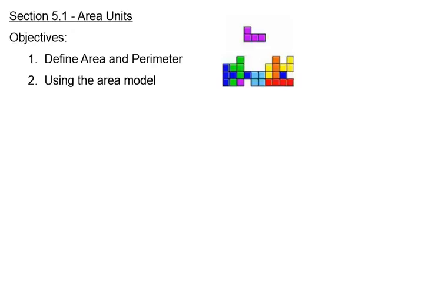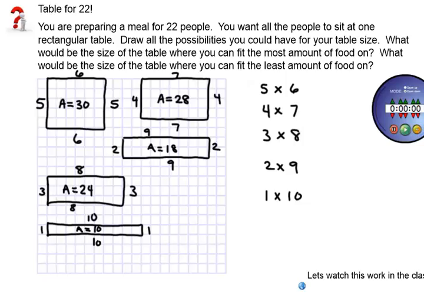Alright, so in class, for those of you that were there, we started out with the problem Table for 22. So just to refresh what we did, the problem was you are preparing a meal for 22 people. You want all the people to sit at one rectangular table. Draw all the possibilities that you could have for your table size. What would be the size of the table where you could fit the most amount of food? What would be the size of the table where you'd fit the least amount of food?